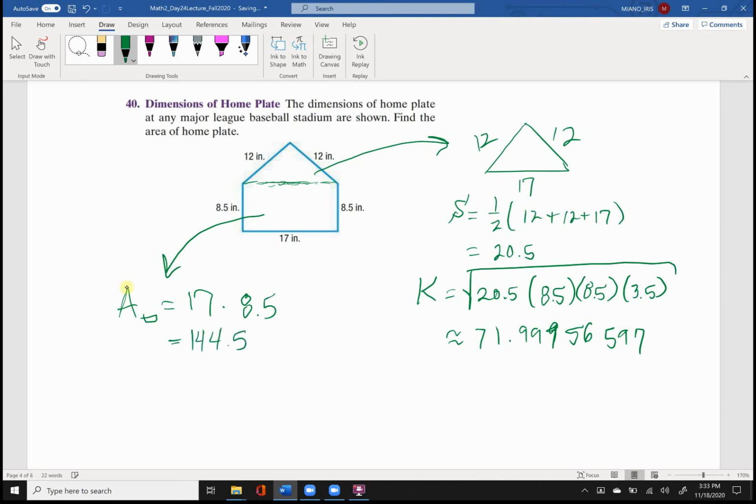So we take these two values and we, I thought I clicked that. Hold on. I erased it. Thank you.